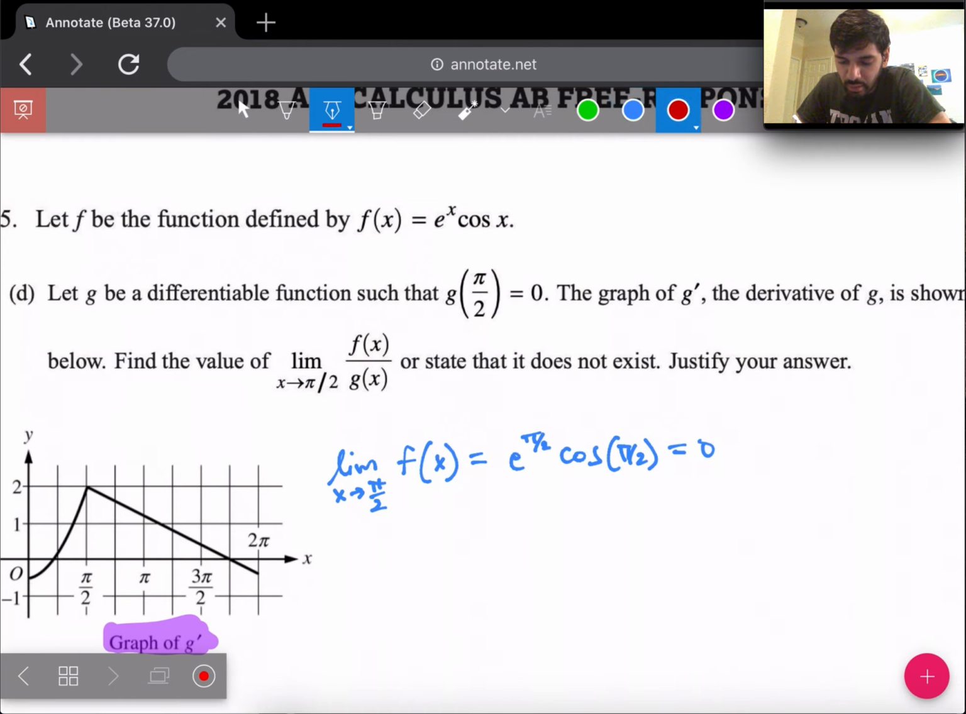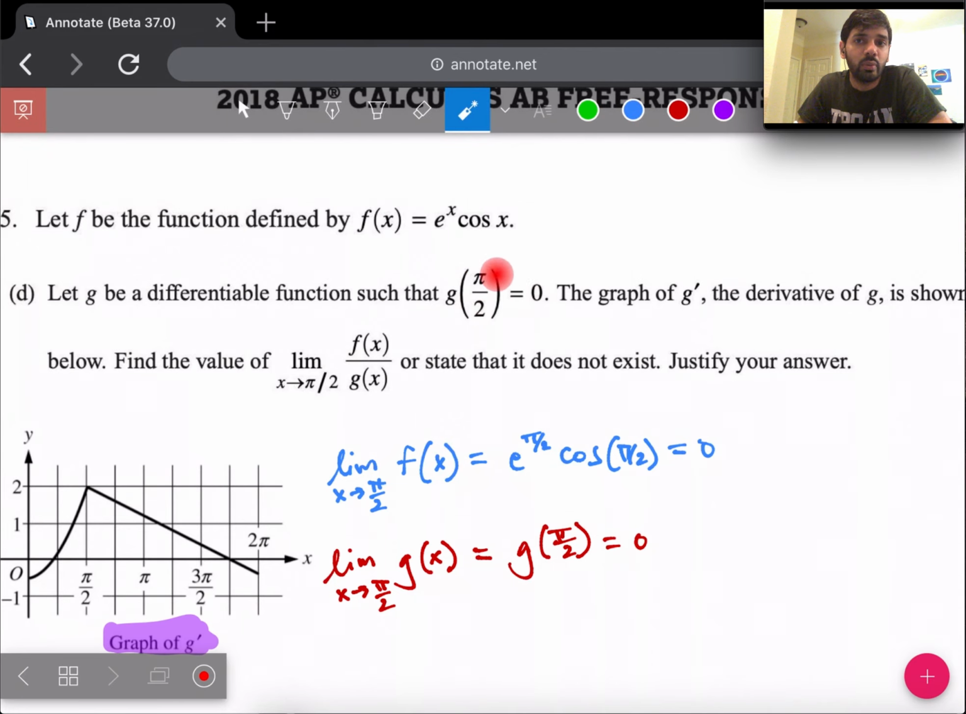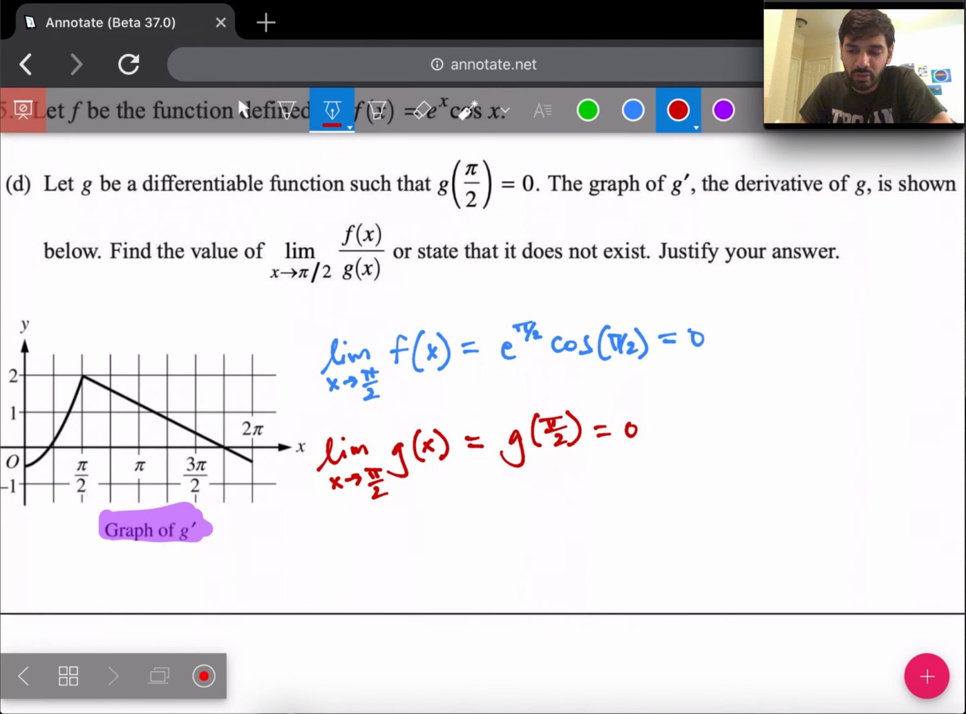And now the denominator, we're going to do the same thing. We don't know the function for g, but we do know that coordinate. G, we just write g of pi over 2 is equal to 0. It tells us that right here. We know that. So now I can use L'Hopital's. It's important that you write the word L'Hopital's in there after you notice that you're supposed to use it.